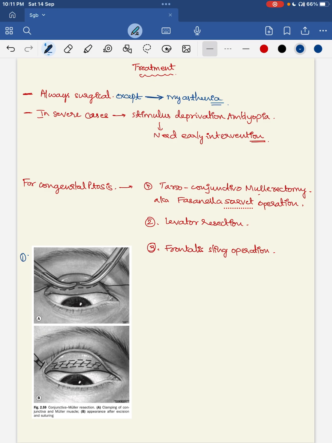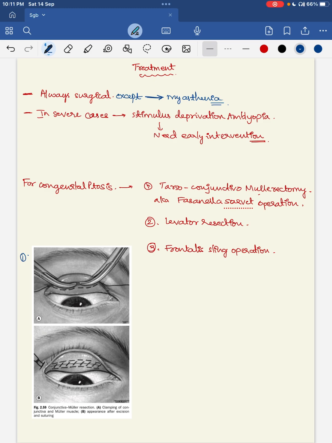tarsoconjunctivo operation, where the eyelid is averted and the incision is given on the palpebral conjunctiva. After that, part of the superior tarsal border and Muller's muscle is resected out, and the incised edges are sutured back again.